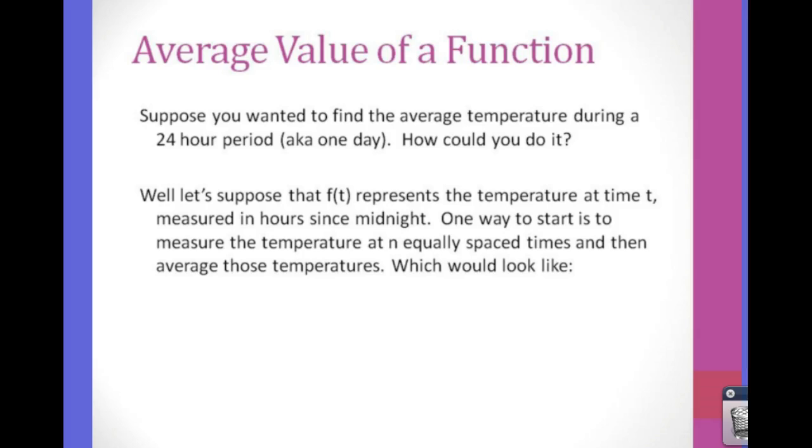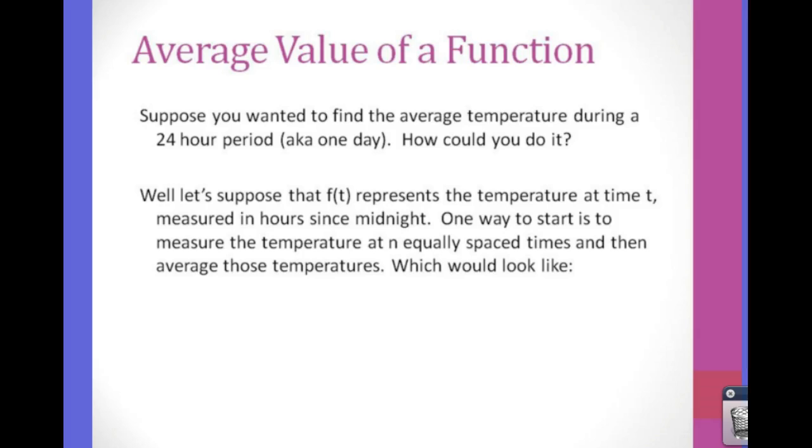So it says, suppose you wanted to take the average temperature during a 24-hour period, or just one day. How could you do it? What we'd have to do is get a bunch of different temperatures from throughout the day, add them all up, and then divide by however many we found. So if we recorded the temperature every hour, then we would sum the 24 temperatures together and then divide by 24.